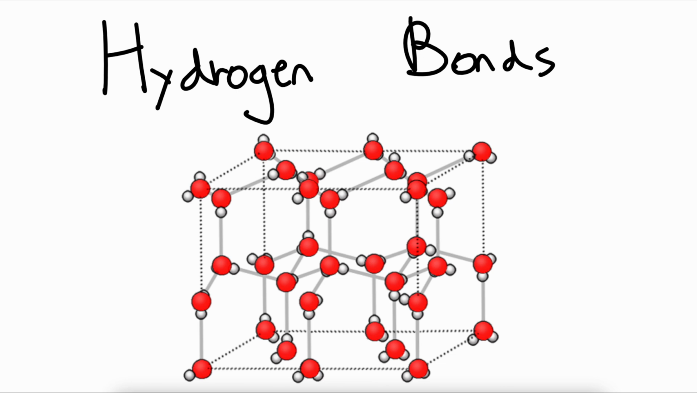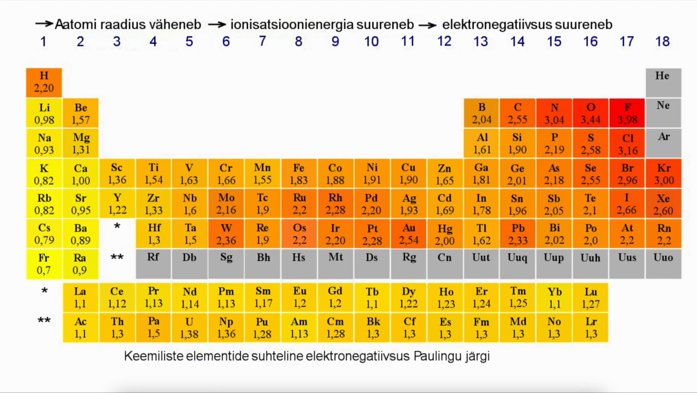weakest to strongest. As stated, a hydrogen bond exists between a hydrogen bonded to a very electronegative element and another electronegative element. The general rule is that these very electronegative elements are either nitrogen, oxygen, or fluorine. Looking at a periodic table of electronegativity, it is easy to see why this is the case.